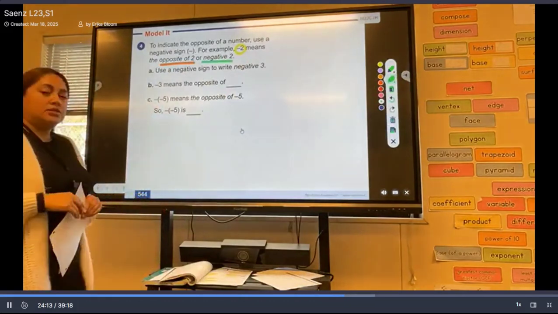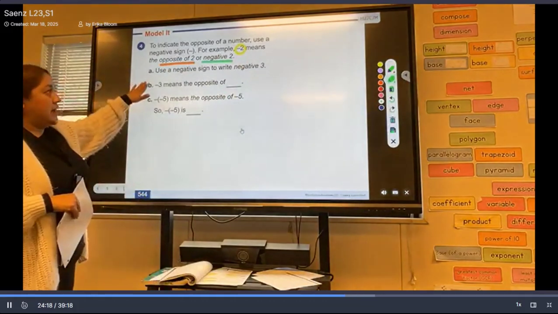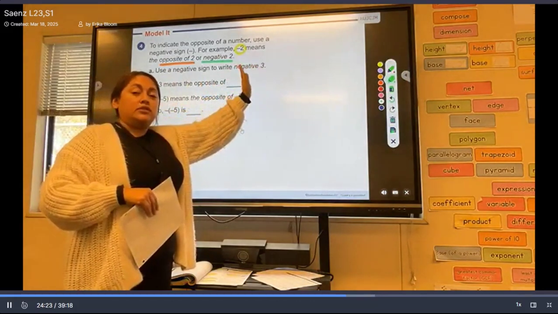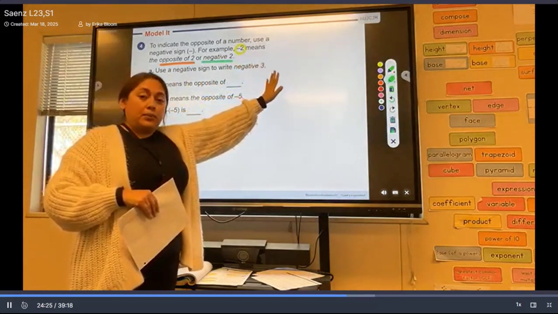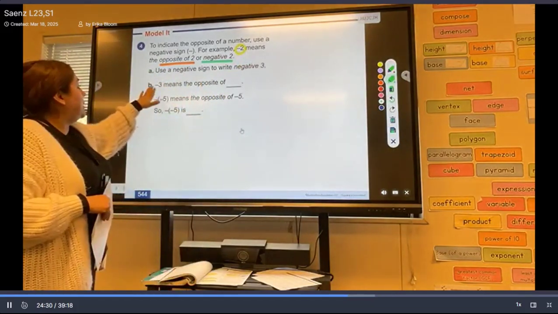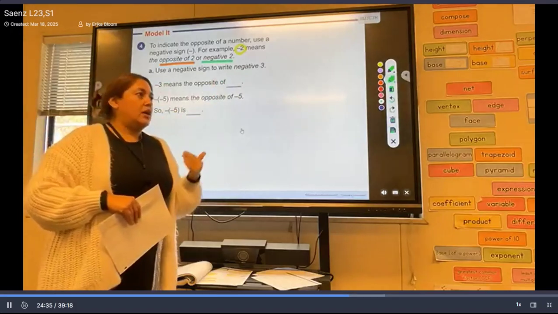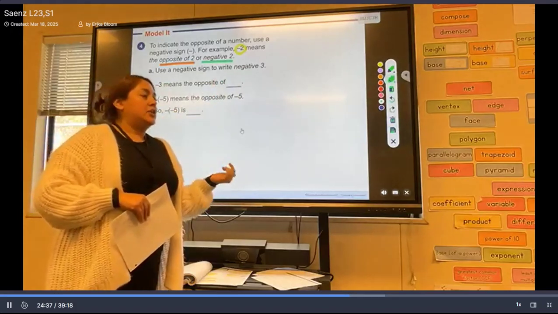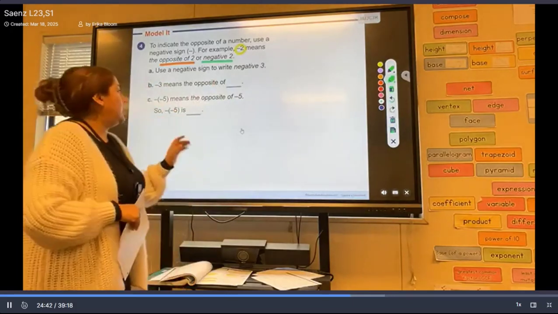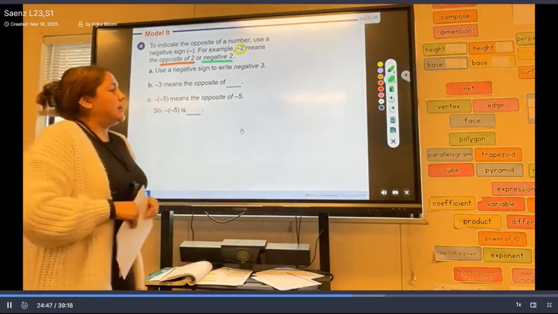So what I want you guys to do, take about a minute or 2 for this one. I want you to use a negative sign to show how a negative 3 looks. So instead of using the word negative 3, you're going to use a symbol and then 3 to indicate negative 3. For B, negative 3 means the opposite of what? So remember, opposites is like hot to cold, dark to light, nighttime to daytime. You kind of get the drift, right? So what is the opposite of negative 3?